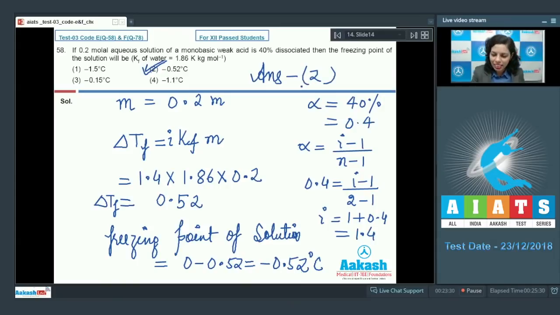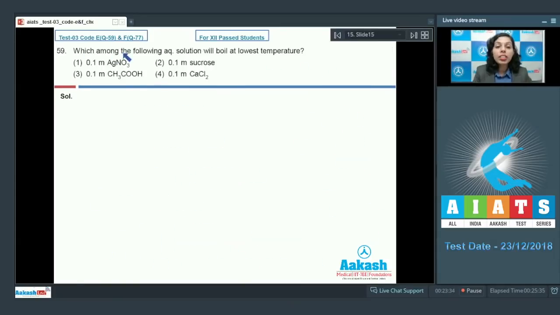Now, after this, let's take question number 59. Which among the following aqueous solutions will boil at the lowest temperature? It means you have to identify which has the lowest boiling point. We have 0.1 molar AgNO3, 0.1 molar sucrose, then we have 0.1 molar acetic acid and 0.1 molar calcium chloride. We should know that the lower the i factor for the given solutes, definitely the lower would be the boiling point. So we have to just check here what the i value is.